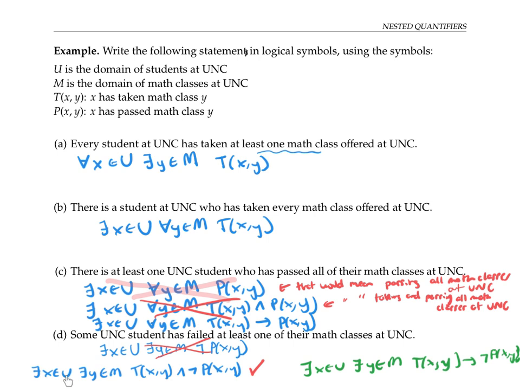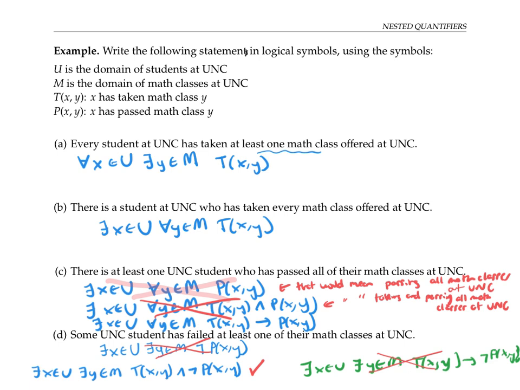There's a student at UNC in a math class such that the student took the math class and didn't pass it. The second example does not represent the intended meaning of the sentence because it's saying that there exists a student in a math class such that if the student took the math class, then they didn't pass it. But that could be satisfied by picking some math class that they didn't take.